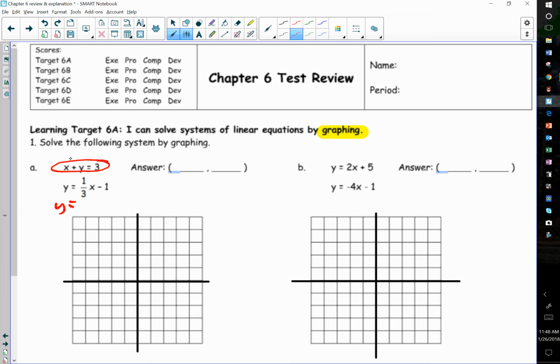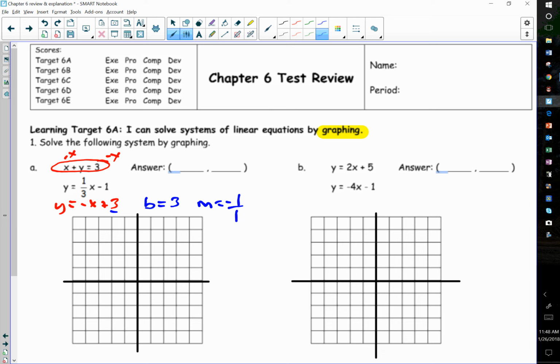So I'm going to solve this first equation for y by subtracting x from both sides. And when I do that, I get negative x plus 3. To graph an equation like y equals negative x plus 3, you start at the beginning point, also known as the y-intercept, that's 3, and then you move according to the slope. And in this equation, the slope is negative 1, or as a fraction, negative 1 over 1.